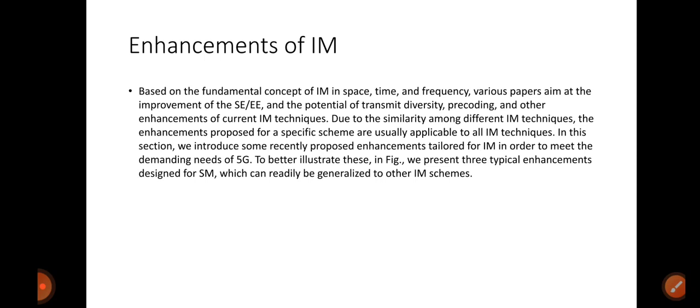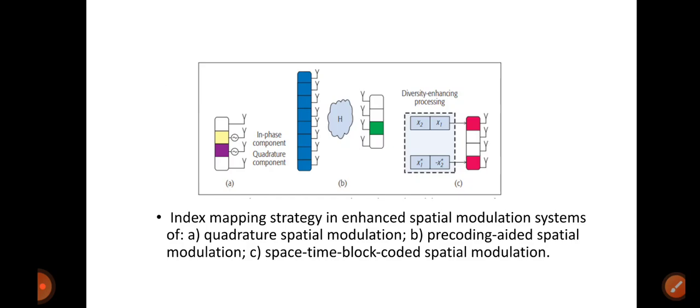To better illustrate this, in this figure we present three typical enhancements designed for SM, which can be readily generalized to other IM schemes. These are the three sections. This figure shows the index mapping strategy in enhanced spatial modulation systems: quadrature spatial modulation, pre-coding aided spatial modulation, and space-time block coded spatial modulation.